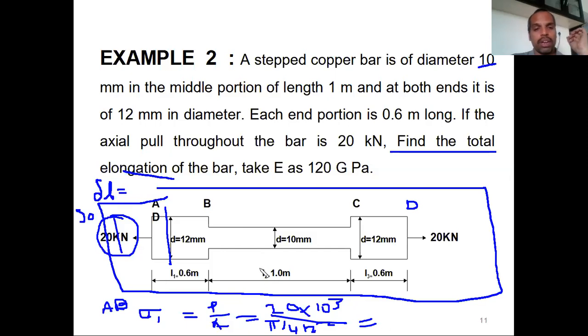That gives the stress in member 1. Similarly, calculate the stress in member 2 and the stress in member 3. Of course, here AB and CD have the same length and the same diameter. Both are subjected to the same load. So that stress is equal to sigma 3 also.